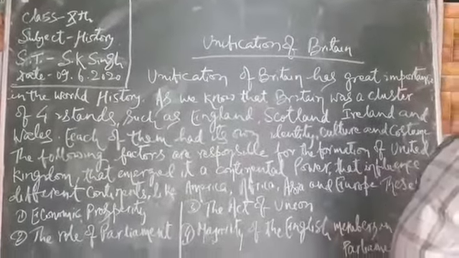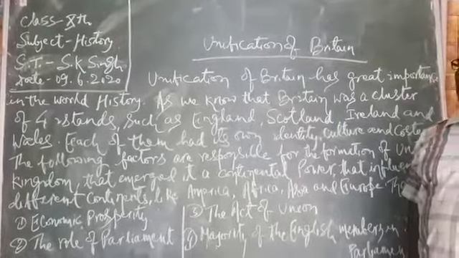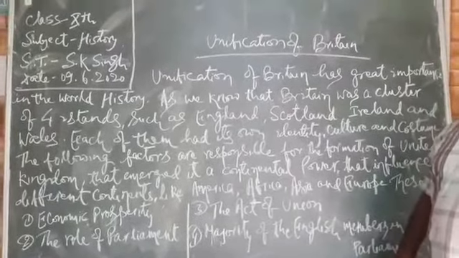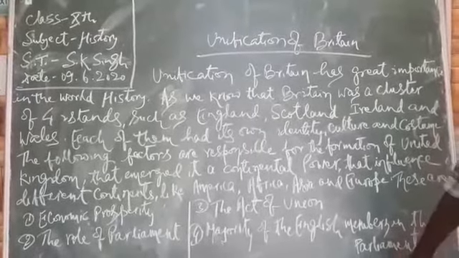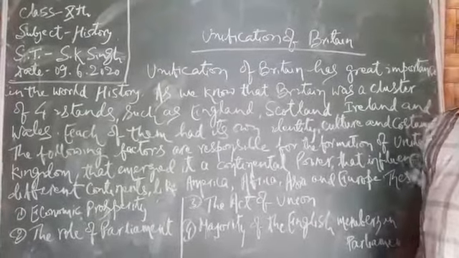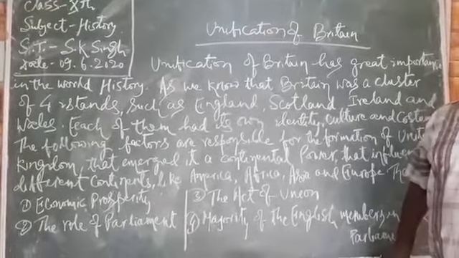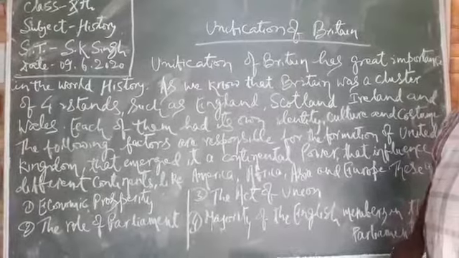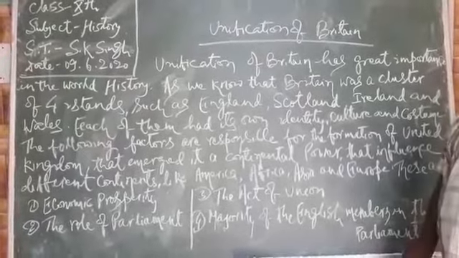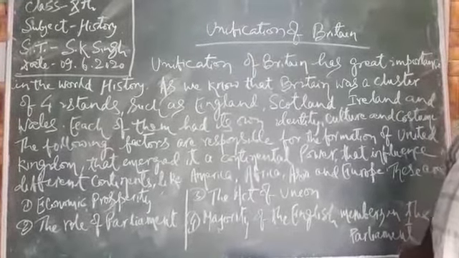Today we are going to discuss the most important topic of this very chapter, and as we know, the chapter topic is unification of nationalism in Europe. So the modern topic, today's topic, is unification of Britain. Dear children, as you know, Britain is also known as Great Britain or the United Kingdom. Britain itself was the most powerful country of the world since the 17th century. Unification of Britain has great importance in world history.